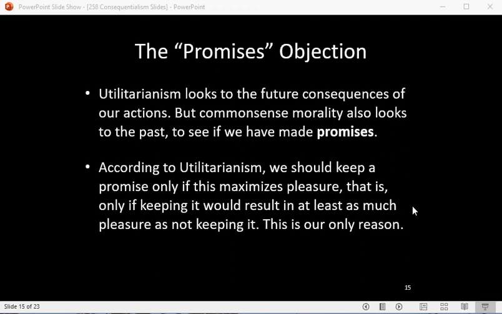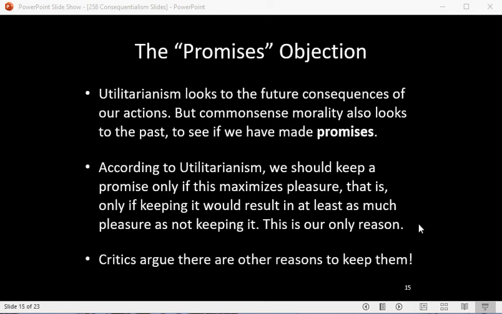According to utilitarianism, the only moral reason that we have to do anything is that it's going to maximize pleasure, right? So we should keep a promise only if this maximizes pleasure, so only if keeping the promise would result in at least as much pleasure as not keeping it. And that would be our only moral reason to keep the promise. But critics argue that there are other moral reasons to keep promises, namely the very fact that we made those promises to begin with.